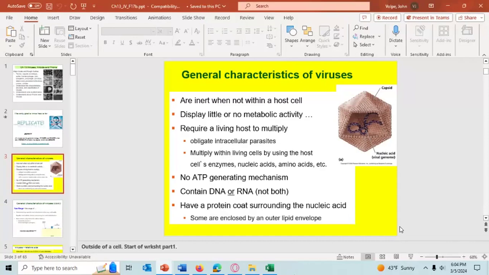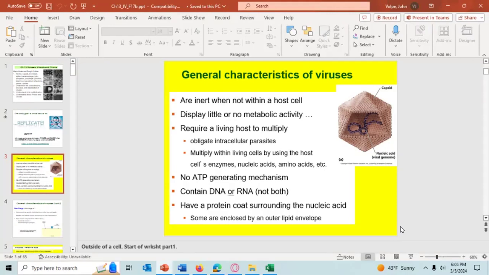Viruses require a living host cell to multiply. So we can say that viruses are obligate intracellular parasites. They must infect a host cell, or else they can't reproduce. Viruses multiply within a living cell using the host cell's enzymes, nucleic acid, amino acids, ATP, and so on. Viruses have no ATP generating mechanism. They rely on their host cell to provide the ATP that they need.